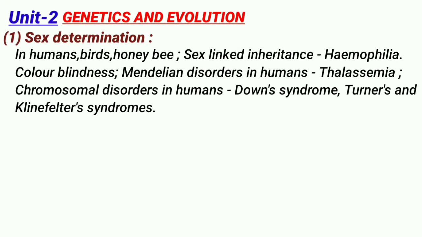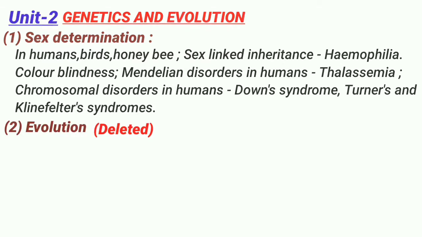And the second unit is genetics and evolution. The chapter covers sex determination in humans, birds, honeybee, sex linked inheritance, hemophilia, color blindness, Mendelian disorders in humans, thalassemia, chromosomal disorders in humans, and Down syndrome, Turner syndrome, and Klinefelter syndrome. And the second chapter is evolution. This chapter is deleted.